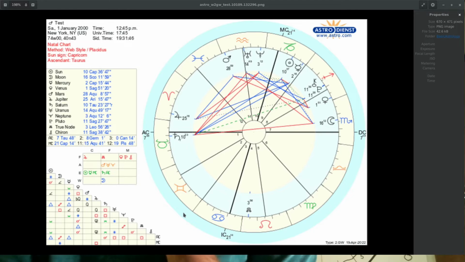So that's another way. So there's two ways you can actually look at the aspects here. And since you have the degrees, you'll also know whether it's exactly on the 180 or the 90 or the 120 or the 0, or if it's just nearby. So that you'll be able to determine how powerful the aspect will be.